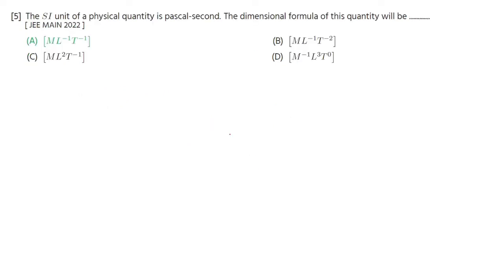Just right. Next question. The SI unit of a physical quantity is Pascal second. The dimensional formula of this quantity will be? So Pascal second. It is similar to the first question, children. Pascal is nothing but pressure, and second is time. So pressure is nothing but force per area, into time. Okay, so M L T power minus 2 divided by L square into T. If you simplify, you will get it as M L power minus 1 T power minus 1. So option 1.